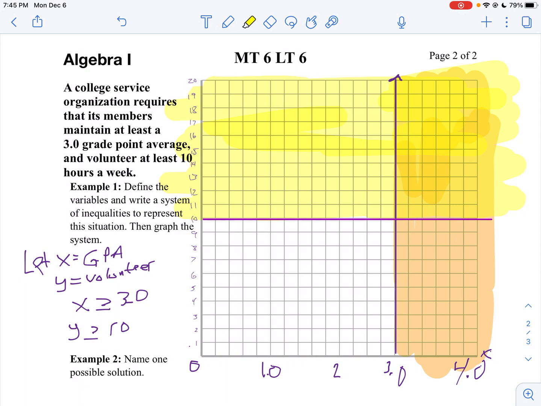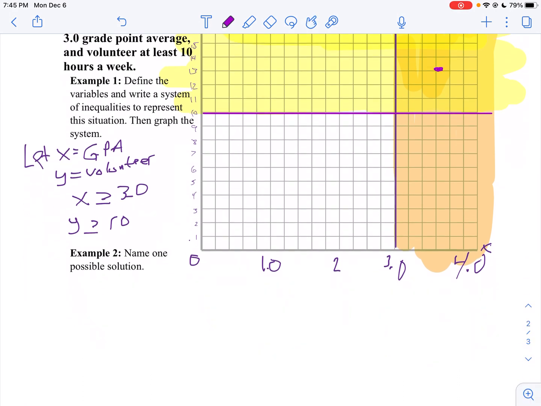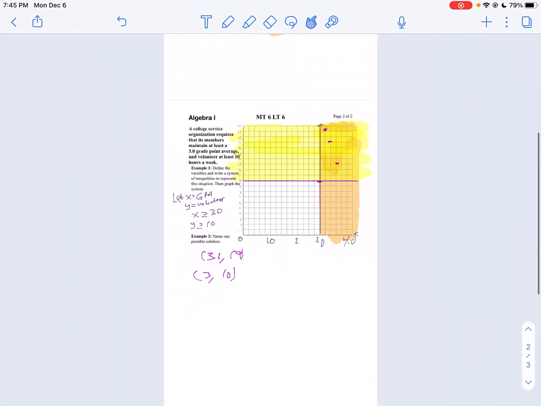So name one possible solution. Well, notice you got a whole bunch of solutions you could put in here. I'm just graphing some points. So I could say like 3.2 and 19. That would be a solution. Question, would the point 3 and 10 be a solution? Well, since they're both solid, yes, that would be a solution, because if they're both solid, that's going to be on your line. So you have multiple correct answers there, so you just pick one of those points.